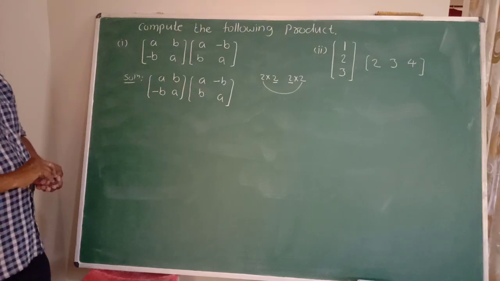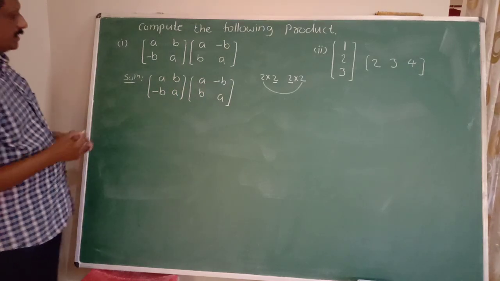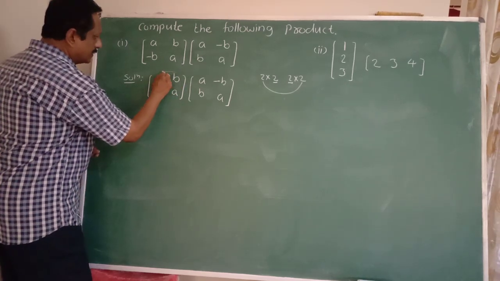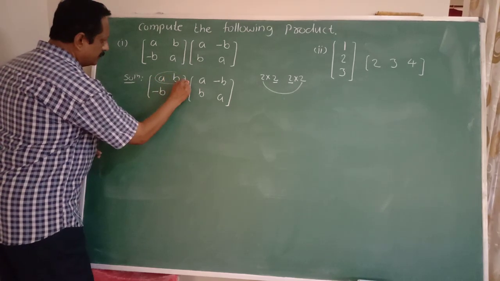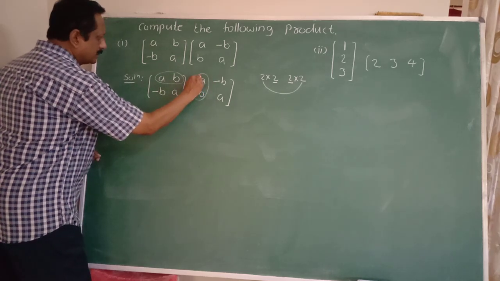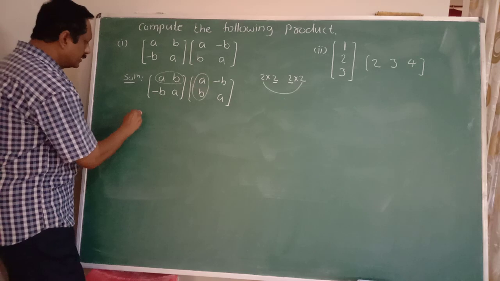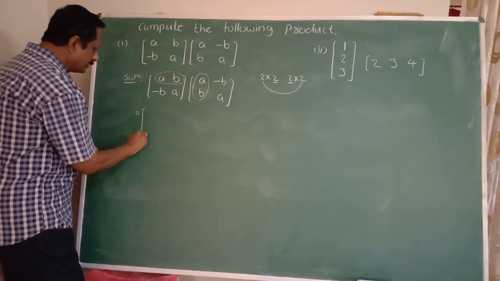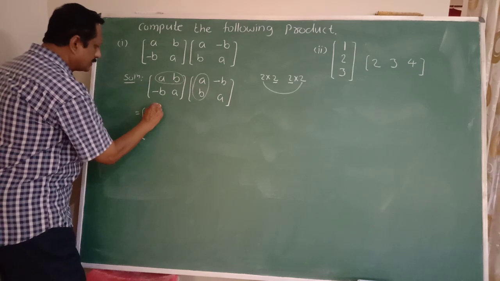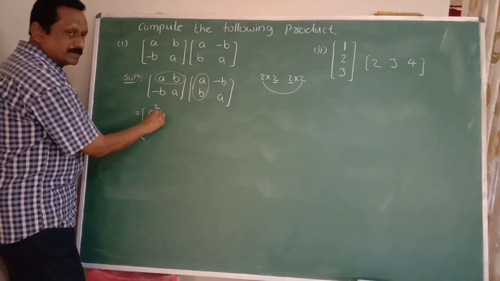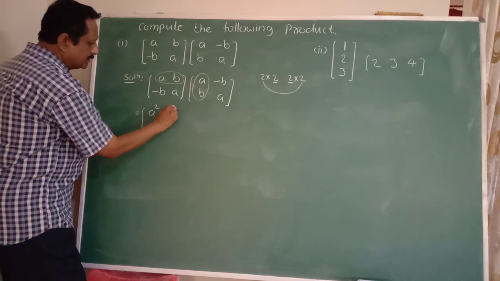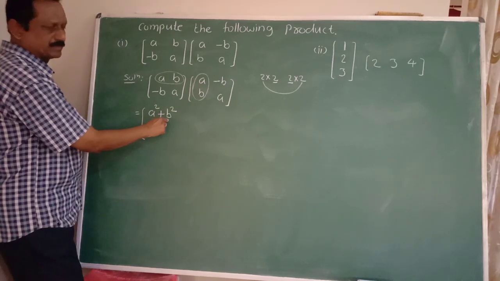And you know how to multiply the matrices here: multiply row with column. Consider the first row and multiply this row with this column. This is very important: A into A becomes A square, and in the middle you have to write a plus sign. Then B into B becomes B square. So A square plus B square.